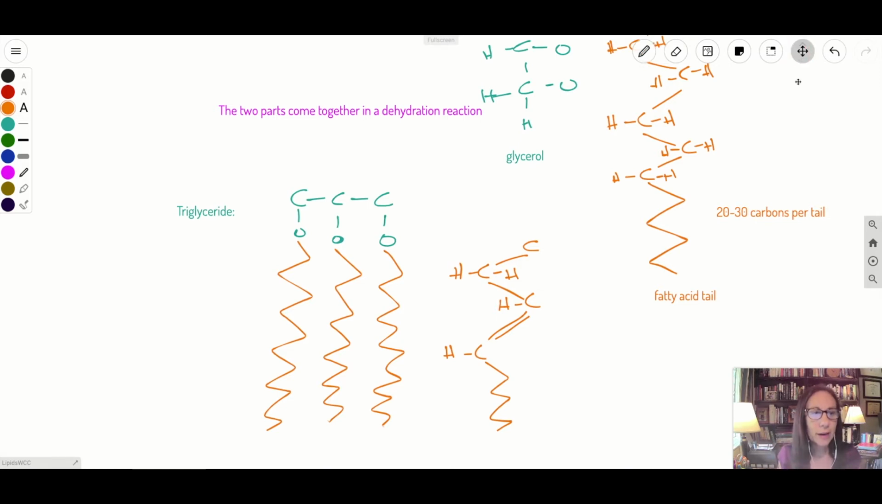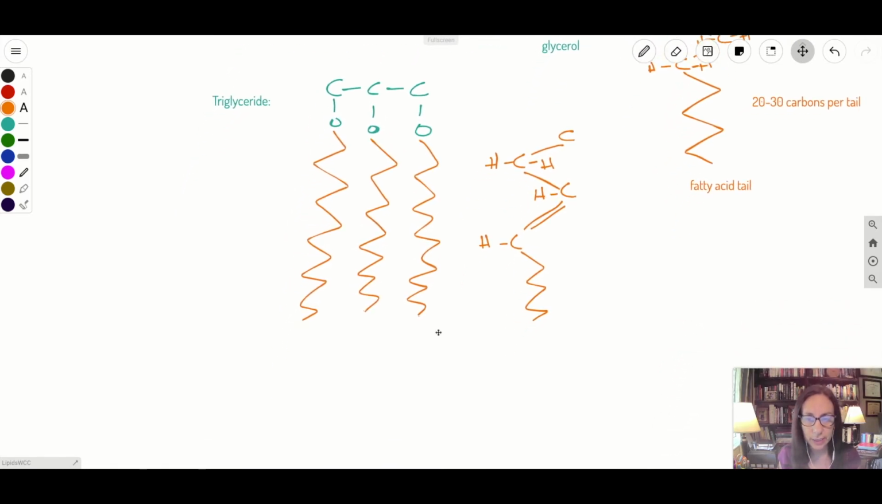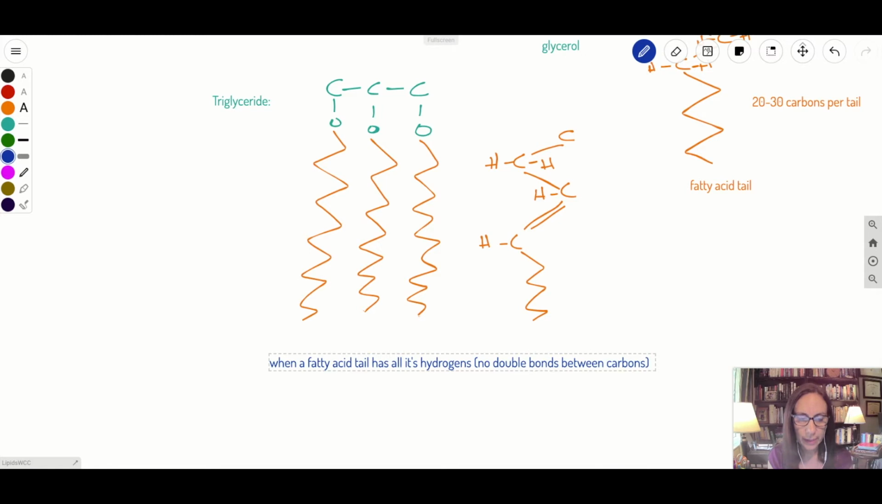If a fatty acid tail has all the hydrogens, like we see here, that is called a saturated fat. So let's write that down. When a fatty acid tail has all its hydrogens, which means that there are no double bonds between carbons, it is called a saturated fat. I'm going to put that definition here. A saturated fat is when a fatty acid tail has all its hydrogens because it's saturated with hydrogens. If double bonds form between carbons, that is now called an unsaturated fat.